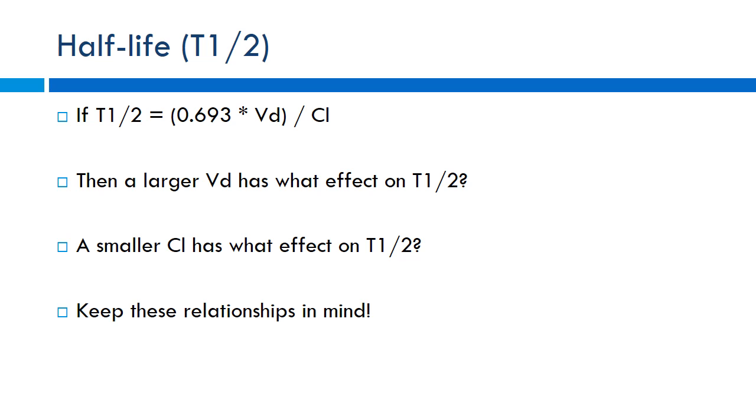So again, if we know that half-life is equal to 0.693 times volume of distribution over clearance, then a larger volume of distribution does what to the half-life we mentioned? It's going to go up, right? So the drug sticks around for longer, goes down in the tissues. A smaller clearance is going to cause it to go up, right? Because now the drug's sticking around for longer because I'm not able to clear it as well through the kidneys or through the liver, wherever it happens to be.